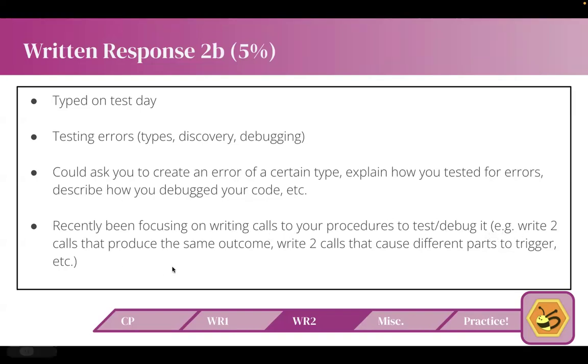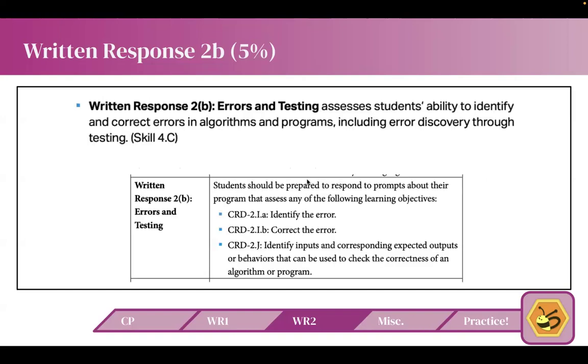So for example, write two calls that produce the same outcome, write two calls that cause different parts to trigger, right? Writing calls to procedures, right? So this is where you might be asked to actually write code, to write a call that could be used to test your procedure. So this is all about testing and errors and all that stuff. So specifically, these are the learning objectives. You need to be able to identify an error, correct an error, and basically be able to test your code.